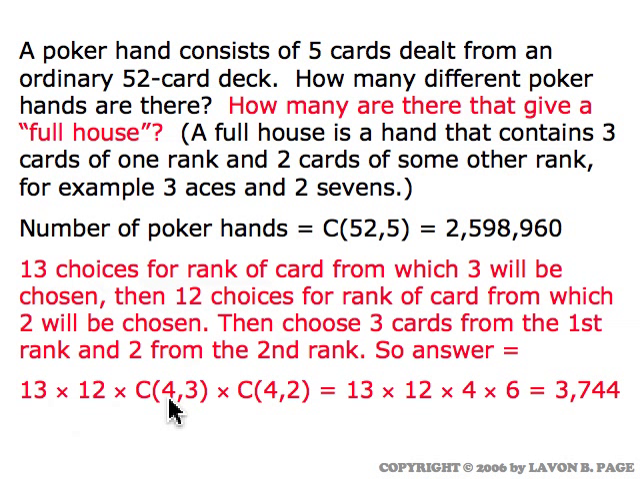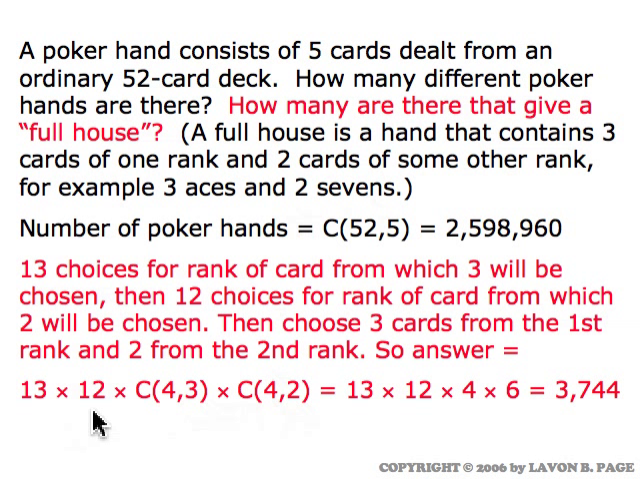And then let's think about the cards within that rank. Suppose, for example, we know we're going to have 3 aces. How many different ways could you have 3 aces from the 4 aces in the deck? Well, it's just a matter of how many different ways you could pick 3 of the 4 aces. And if your 2 cards alike were going to be the sevens, then you have to consider how many different ways you could pick 2 of the 4 sevens in the deck.